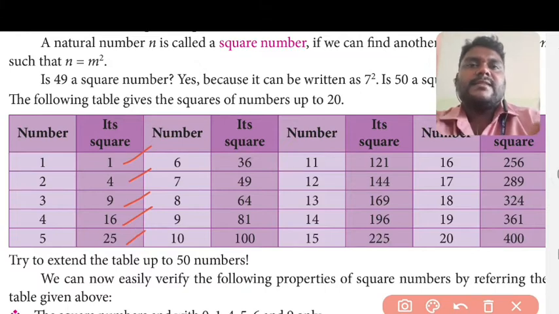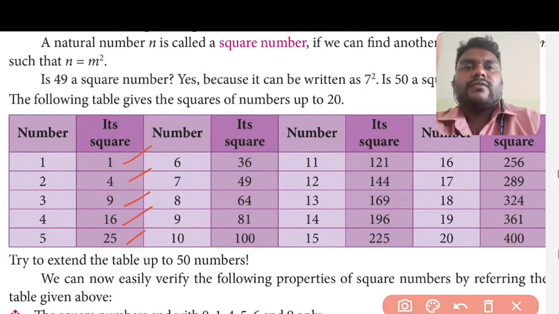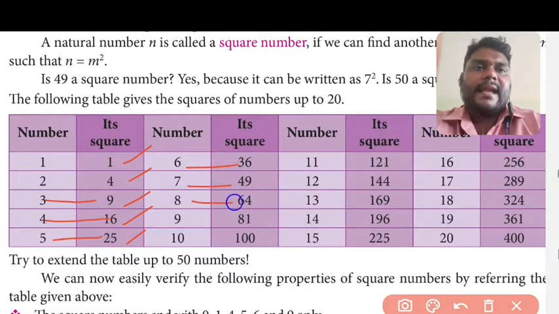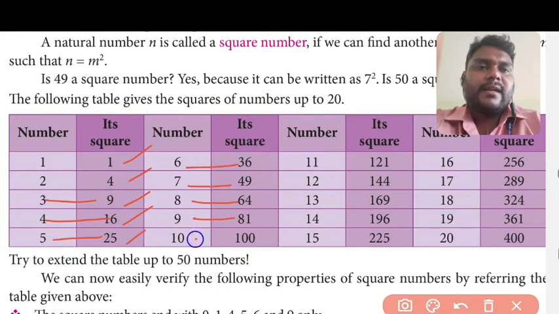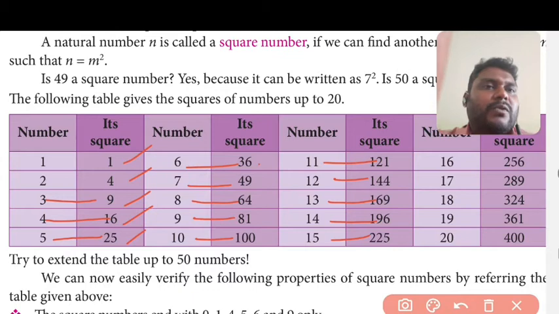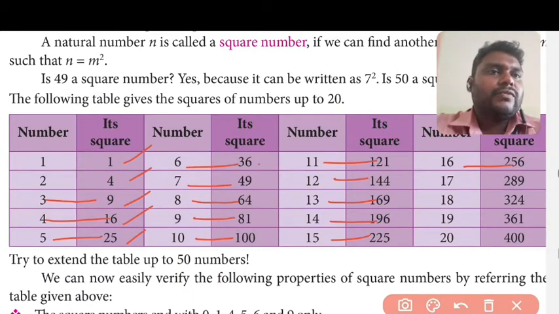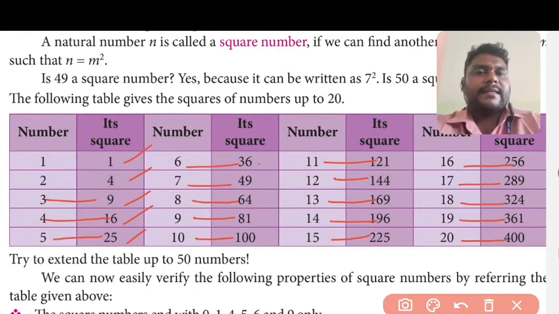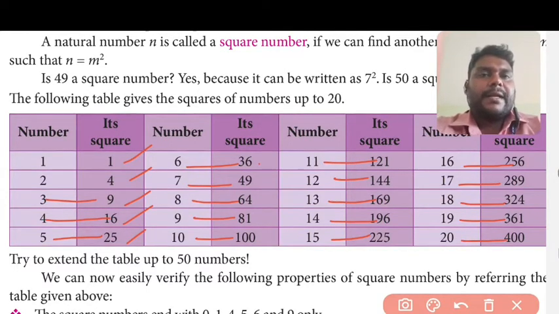is 25. It means that 1 1s are 1, 2 2s are 4, 3 3s are 9, 4 4s are 16, 5 5s are 25, 6 6s are 36, 7 7s are 49, 8 8s are 64, 9 9s are 81, 10 10s are 100, 11 11s are 121, 14 14s are 196, 15 15s are 225, 16 16s are 256, 17 17s are 289, 18 18s are 324, 19 19s are 361 and 20 20s are 400. Okay, so this is called the square table.